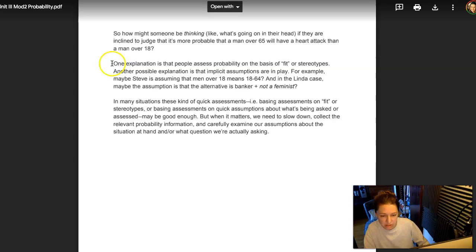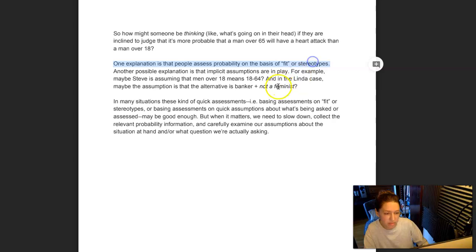Well, one explanation is the representativeness heuristic. We're assessing probability on the basis of fit or stereotype. Instead of stopping to think about the probabilistic calculation we'd need to engage in, we're asking, does this fit a stereotype? Old people, heart attack, check. Checks out. Everything checks out. I don't need to think about this any harder.